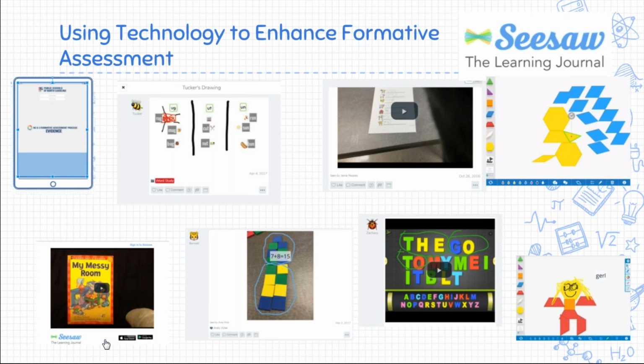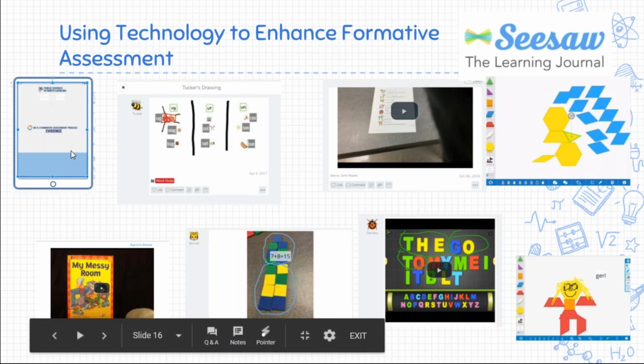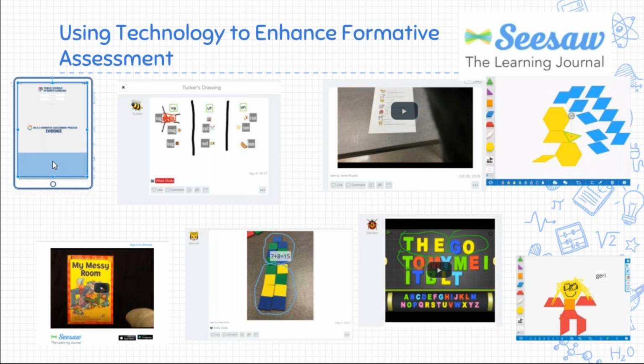You've heard me talk about Seesaw. You've heard me talk about the app, which you see right here on the screen, the NCK3 Formative Assessment app. This is a lifesaver. It is so quick. It makes it so easy. I just have my iPad and walking around. I have my checklist. I have my kids' names on there.